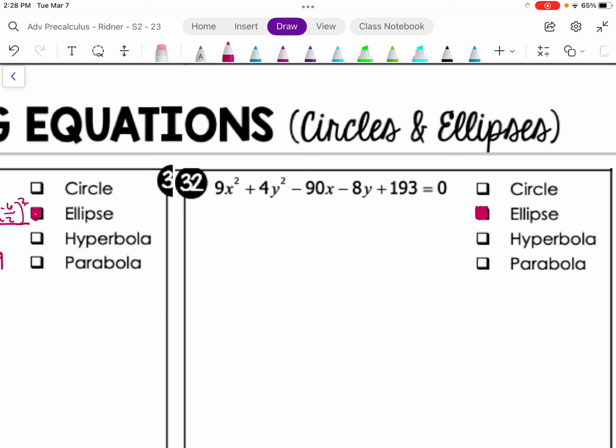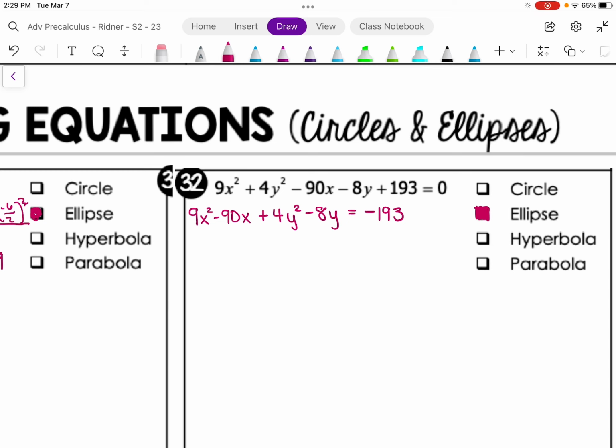Okay. And let's look at one more that is slightly harder and more things could go wrong, but I have faith in you. We can do this. So we're going to group the x's together. Okay. We're going to group the y's together. Notice I didn't put my lines out there yet. That's on purpose. And then I'll go ahead and take the constant to the other side.